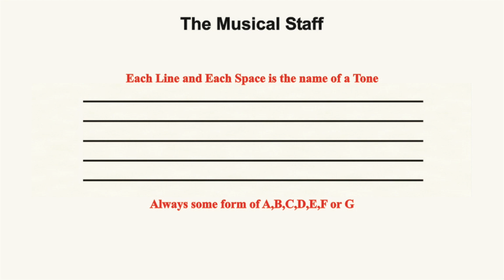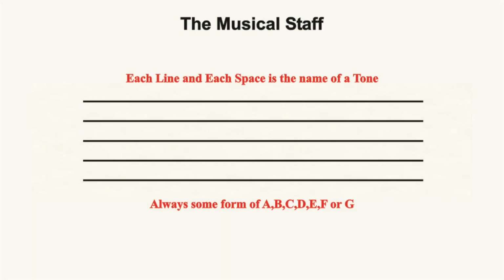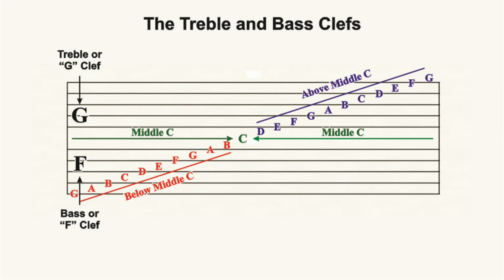By the same token, if there is no symbol or sign to show a cello player that the staff sits below middle C, then the same problem exists. The symbols we use to show the musician whether the staff is above or below the middle C are what we call the bass and treble clefs.